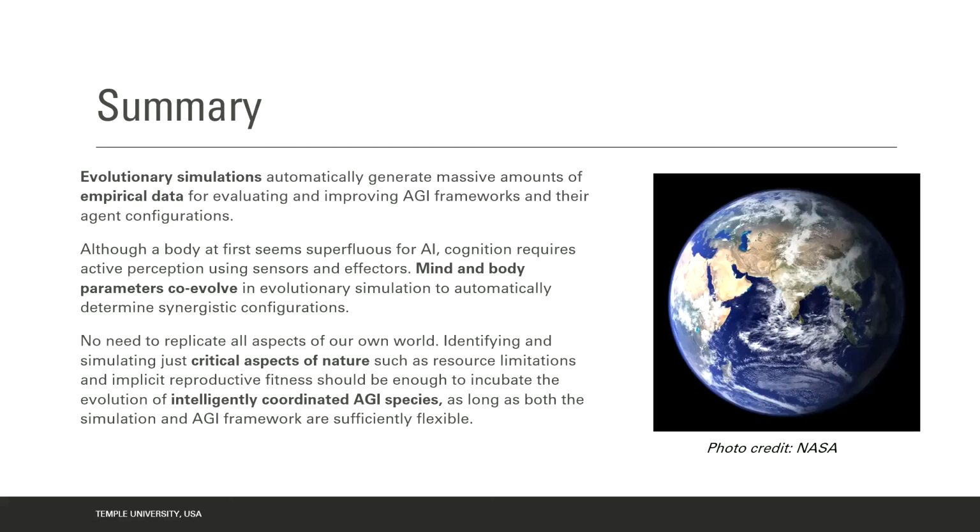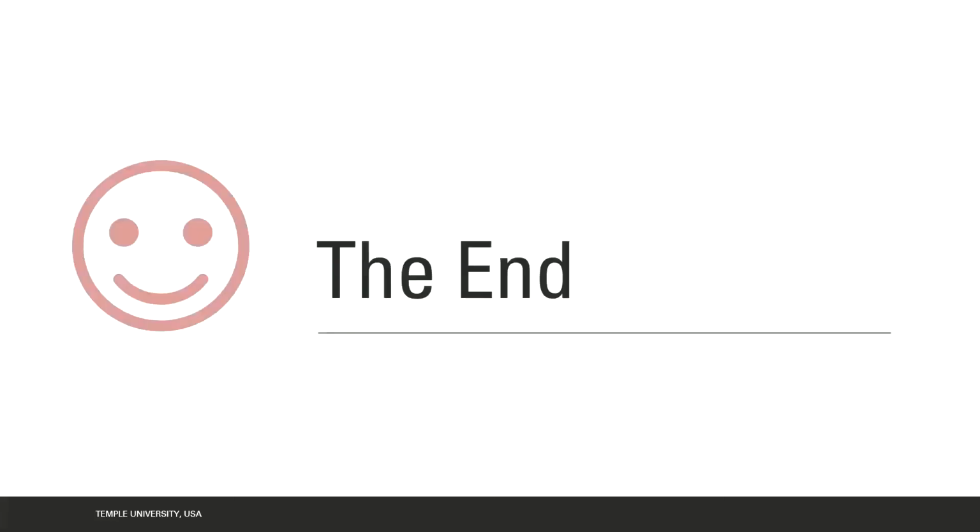We just need to identify and simulate the critical aspects of nature, such as resource limitations and implicit reproductive fitness, and that should be enough to incubate the evolution of intelligently coordinated species, as long as both the simulation and the AGI framework are sufficiently flexible. And that's all.